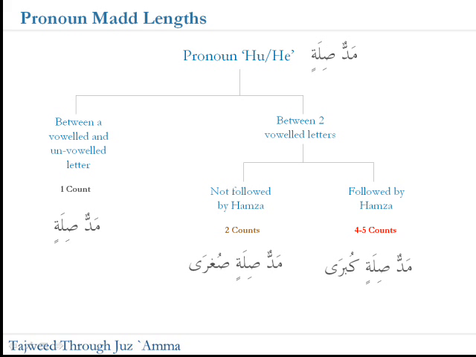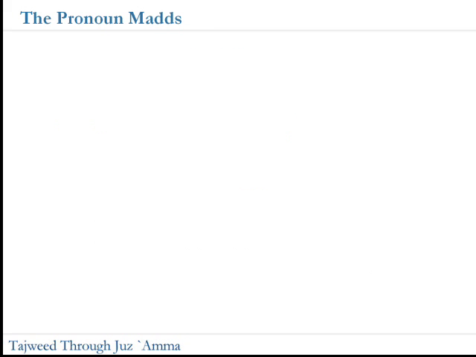So simply you take the pronoun "hu" or "hi", have a look if the letters before and after are voweled. If the one before usually is unvoweled, then it will be a normal count of 1. If the "hu" or "hi" is between 2 voweled letters and it's not followed by the hamza, it will be a 2. If it is followed by the hamza, then it will be 4 or 5 counts. So let's revisit our examples.